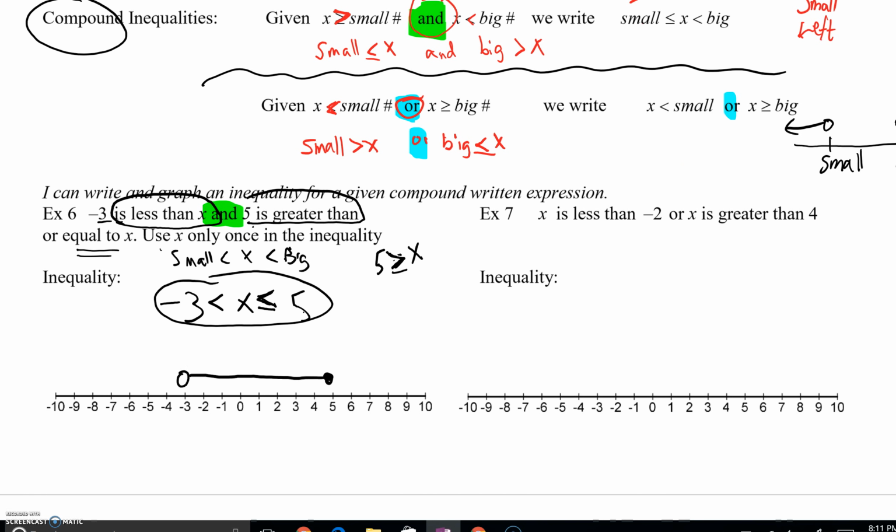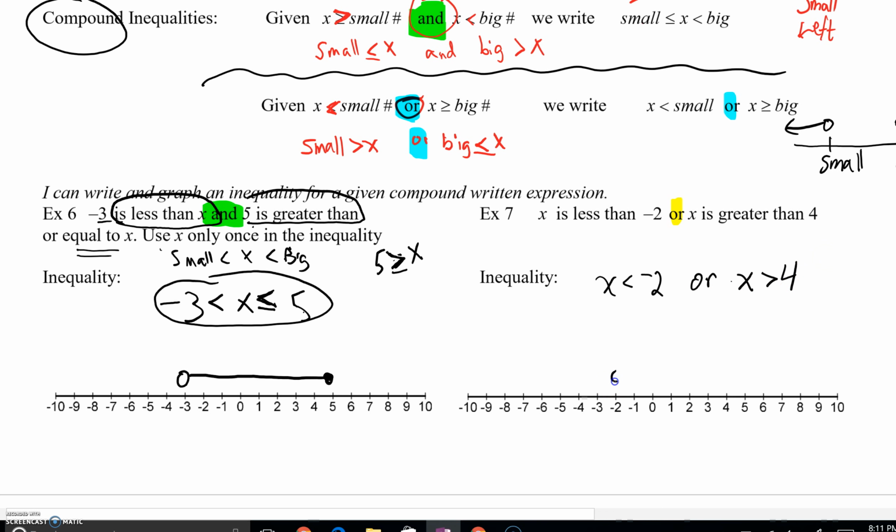For the next problem, really our last problem here, we've got the word or. And guys, the or problems, you're not going to be able to join together. They're always separate. X is less than -2. Well, you just write it like that. Or X is greater than 4. You have to recopy the word or. X is greater than 4.